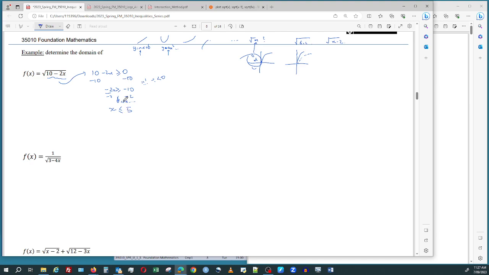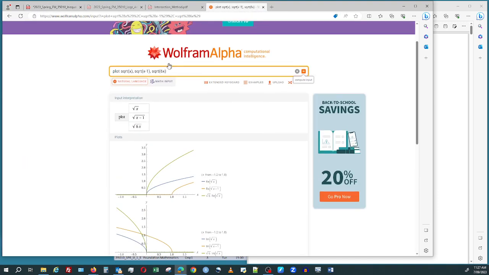So that's quite a mouthful. If x is less than or equal to 5. So we can say, therefore, the domain is x is less than or equal to 5. I'd still like to have a look at that on the plot, though, wouldn't you? So do you think we could have the square root of 10 minus 2x, please?